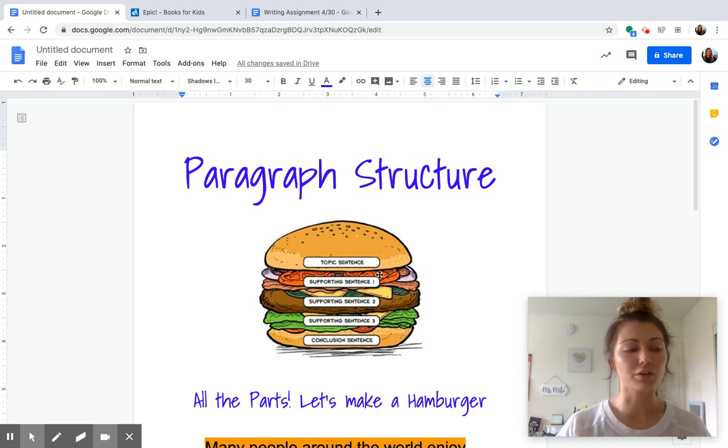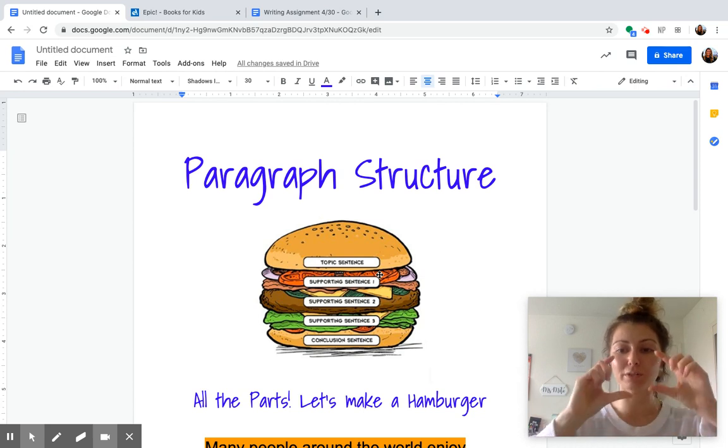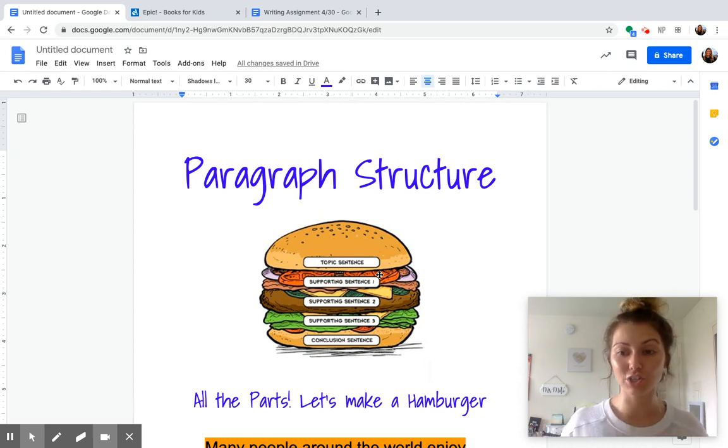And lastly, your conclusion sentence is the bottom bun. It holds it all together and it finishes, it ends, or it closes your paragraph. So today for Thursday, our final lesson on paragraph structure, we're going to think about all the parts together and we're going to make a hamburger. We're going to make a paragraph from start to finish.